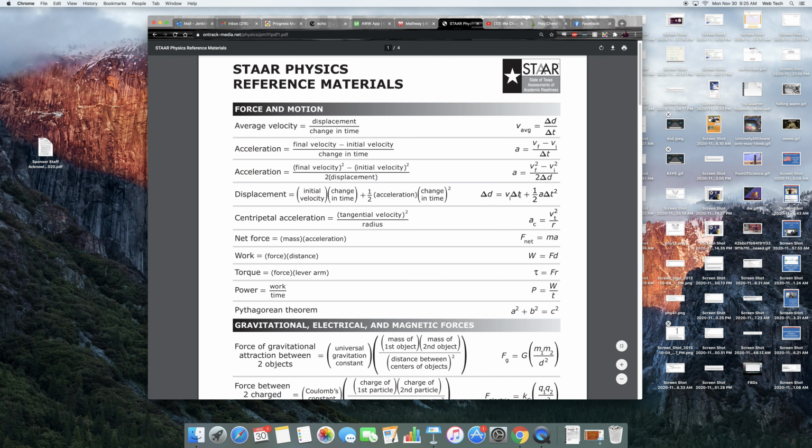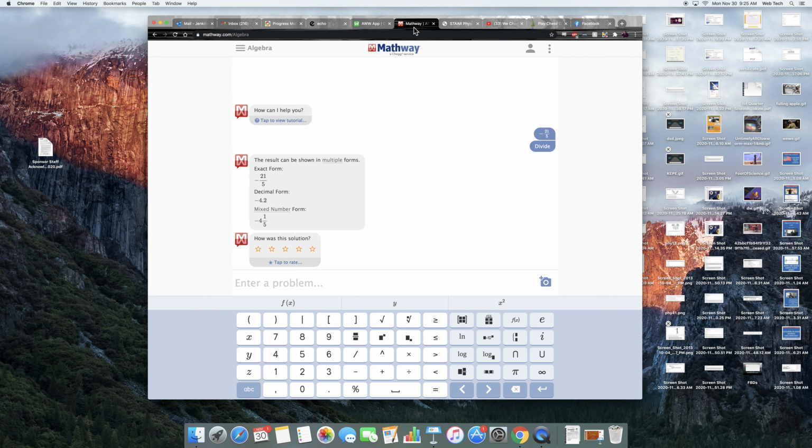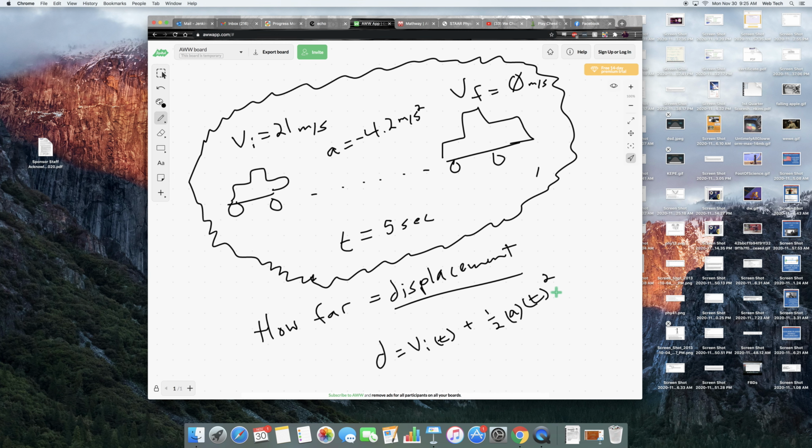Initial velocity times time plus 1/2 at squared. Love it. Now, all you have to do is plug and play. My displacement is equal, what is my initial velocity? 21. What is my time? 5. Plus, and this addresses what happens before the deceleration, initial velocity times time. And it addresses what happens after it slows down.